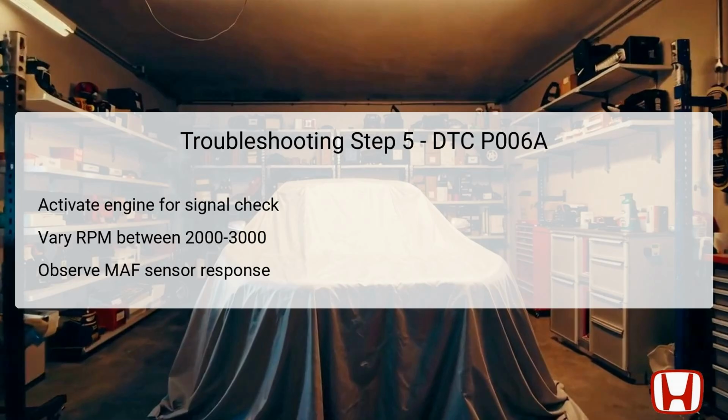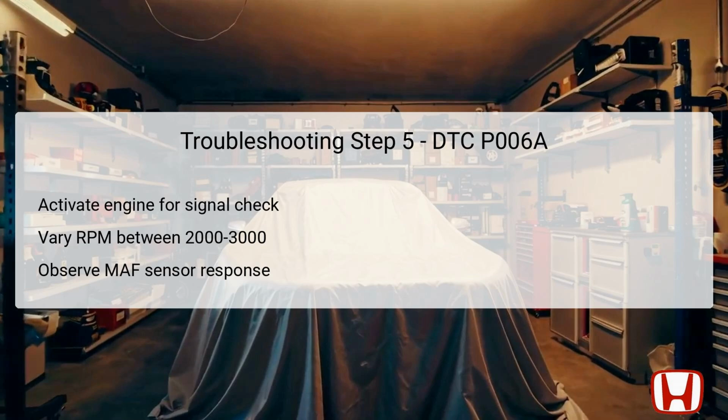In Step 5, you'll perform a MAF sensor signal check while the engine is running. Start the engine and vary the RPM between 2,000 and 3,000. This will allow the MAF sensor to operate under load conditions, providing you critical data about its performance during normal operation. Again, utilize the HDS to monitor the MAF sensor response during this process.